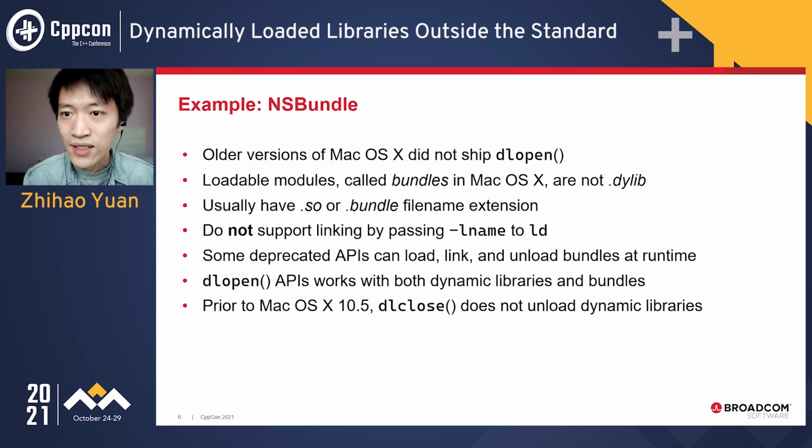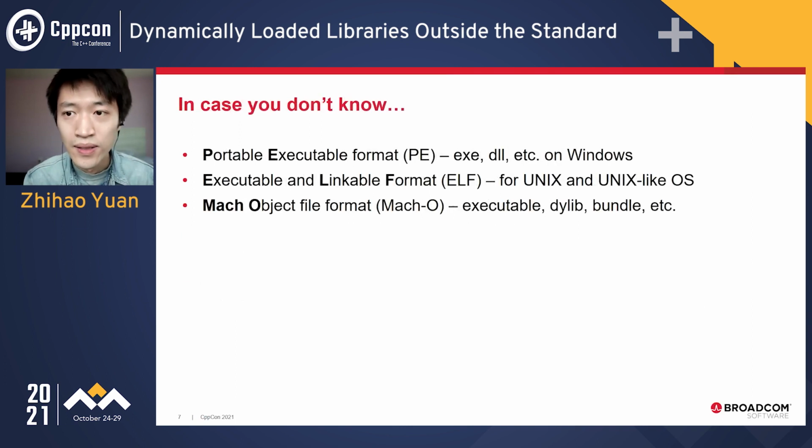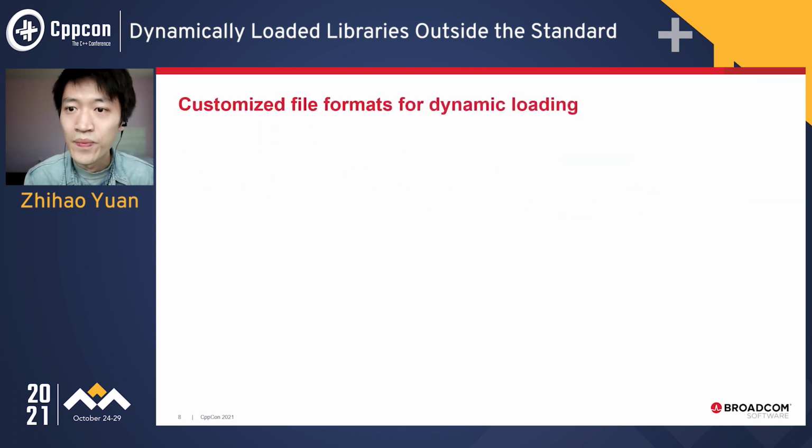So as you can see, dynamic linking and dynamic loading may not even be using the same file format. In case you don't know, these are the executable and linkable file formats being used on different platforms. On Windows it is PE, on Unix and Unix-like OS we have ELF, and Mac has the Mach-O object file format. The dynamic loading libraries are materially the same as executable and linkable formats. But applications can architect them for different needs.